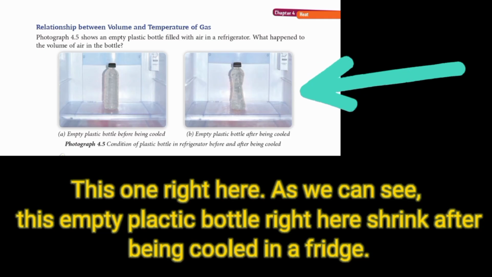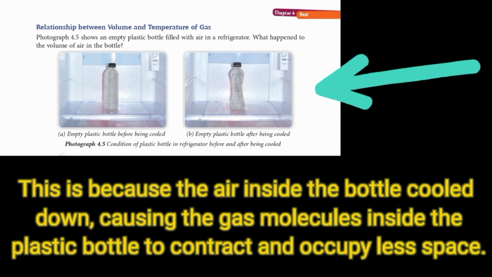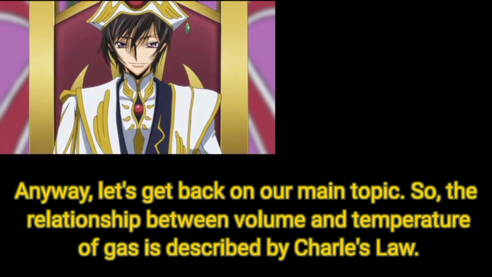As we can see, this empty plastic bottle right here shrinks after being cooled in the fridge. So what happened here? Well, when you put an empty plastic bottle in the fridge, the volume of air inside the bottle decreases. This is because the air inside the bottle cools down, causing the gas molecules inside the plastic bottle to contract and occupy less space. Anyway, let's get back to our main topic.